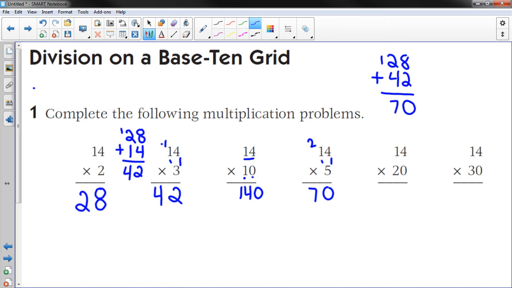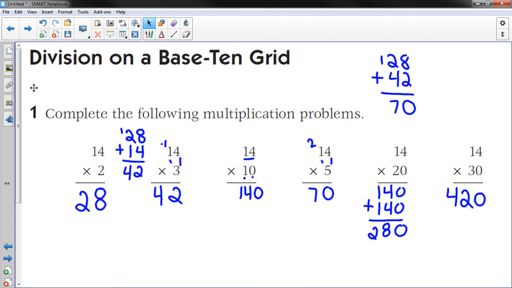So that works. 14 times 20, well, that's just twice as big as 14 times 10. So it's two 140s. Isn't that true? So your answer is 280. And the last one, 14 times 30. Well, that's the same as 14 times 3 earlier on, except you just have a 0 because it's 10 times as big. All right, moving along.